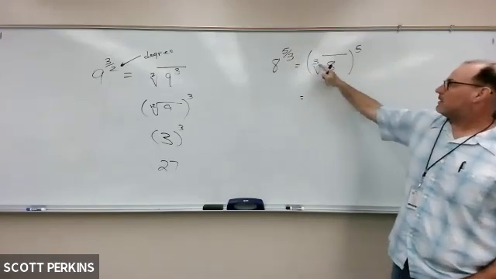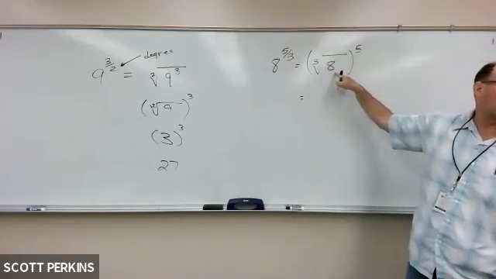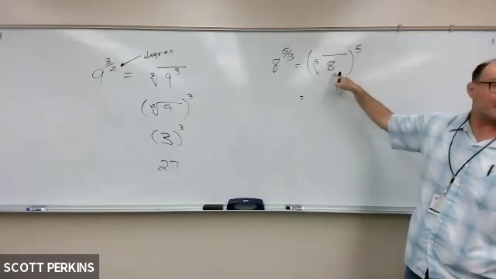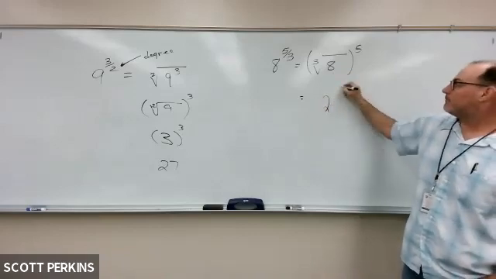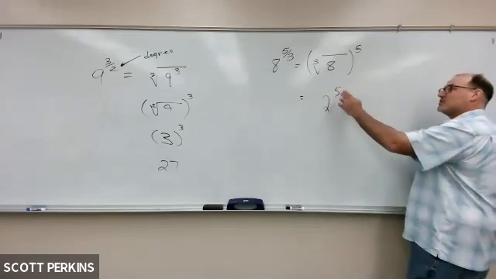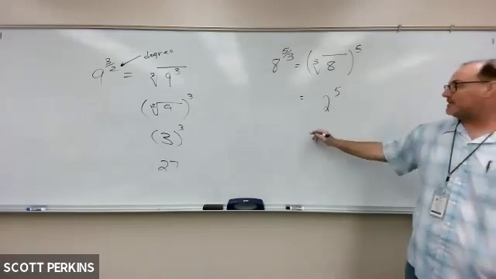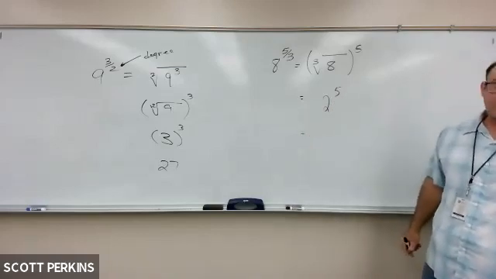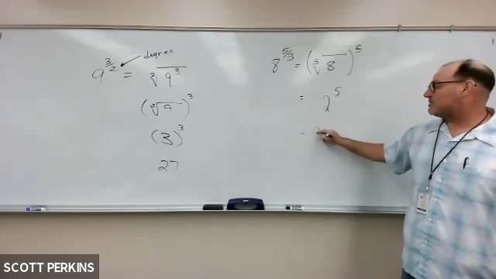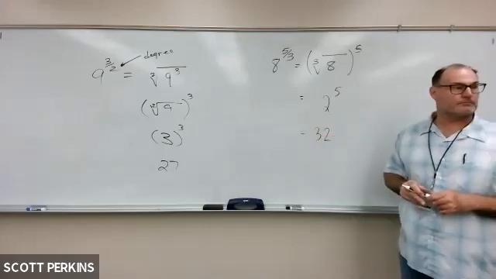So then, what's the cube root of 8? What times itself 3 times gives you 8? And now I'm going to have 2 to the 5th. Your calculator can tell you what this is. 2 times 2 times 2 times 2 times 2. That's going to be 32.